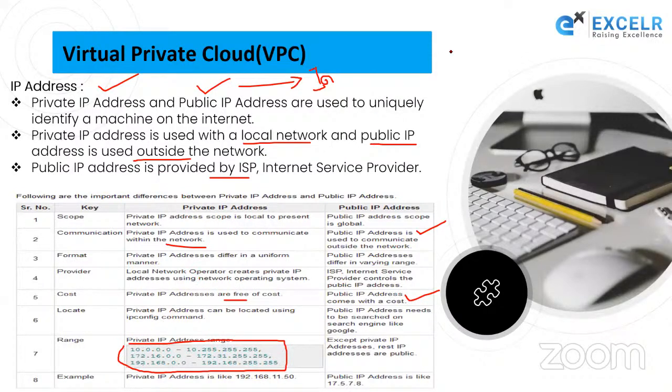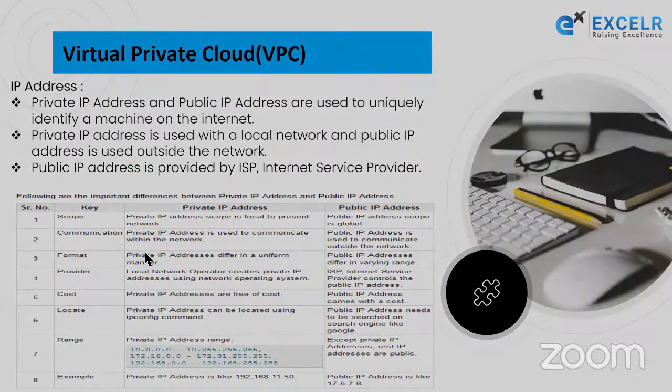Now this range, we are talking only of IPv4 addresses. We will see what is IPv4 and what is IPv6 as well. So this range: 10.0.0.0 to 10.255.255.255, 172.16.0.0 to 172.31.255.255, and 192.168.0.0 to 192.168.255.255. This is the only range of private IP addresses. Any IP address beyond this is going to be a public IP address.